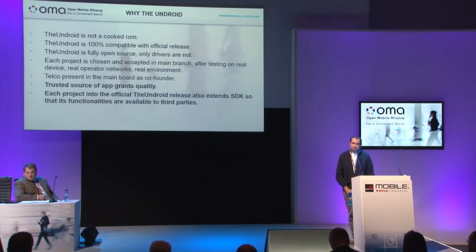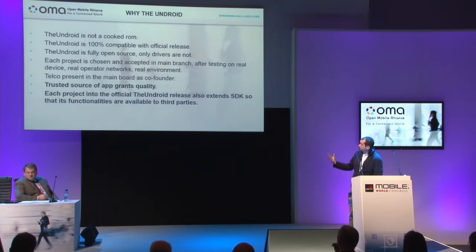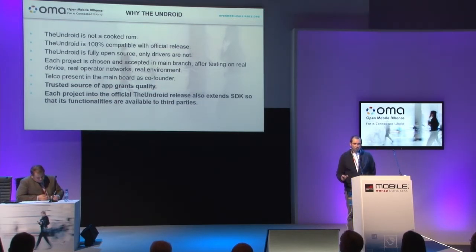What is the Android? The Android is not a cougar drum. It's a totally compatible OS with the official release, and it is fully open source. Each project is chosen and accepted in the branch after testing on real devices, on real networks, using qualified tools. The trusted source of apps grants the quality. That is one of the main aims that we want to address. And each project is released not only as a monolithic vertical solution, but is open, as a cross one, to extend and to be found by all the others, third parties, developers, ready.